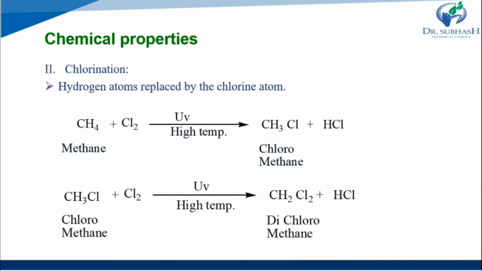Then the second reaction is the chlorination reaction. Here hydrogen atoms are replaced by chlorine atoms. First, methane reacts with chlorine in the presence of high temperature and UV light, making chloromethane, and one HCl is removed. Then similarly, chloromethane plus chlorine in the presence of high temperature and UV light makes dichloromethane, and HCl is removed.